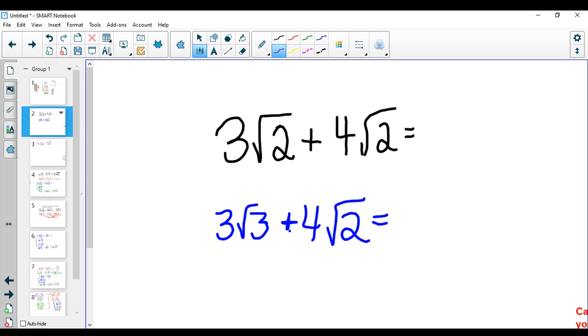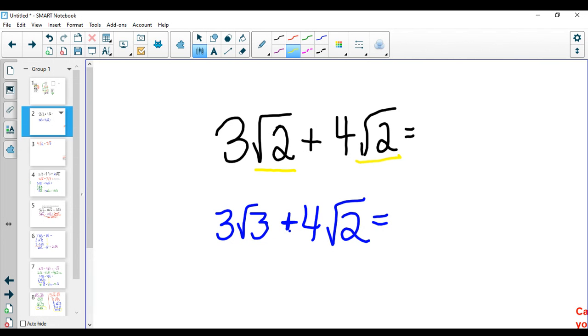So today we're going to be adding radicals, and it's a very simple concept. All right, you're just going to take the numbers in front of the radicals and add them. The number inside the radical stays the same, but in order to add radicals, the radical numbers have to be the same. So radical 2 is the same as radical 2.